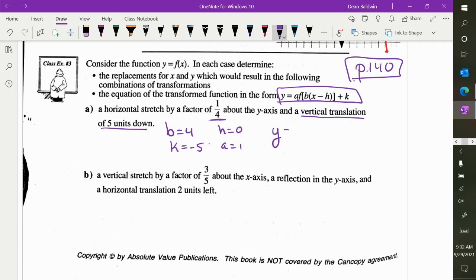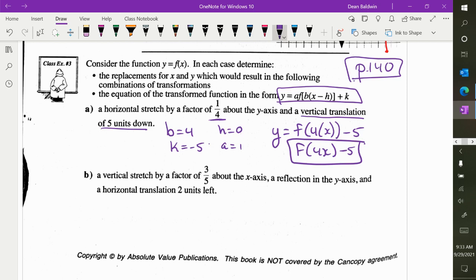So we get y is equal to, you don't have to write the 1. You don't even have to write it in brackets like that. F of 4x minus 5, it would look better if you just wrote it like this. That represents all those transformations. Okay? Are we all right? Yeah. Okay.